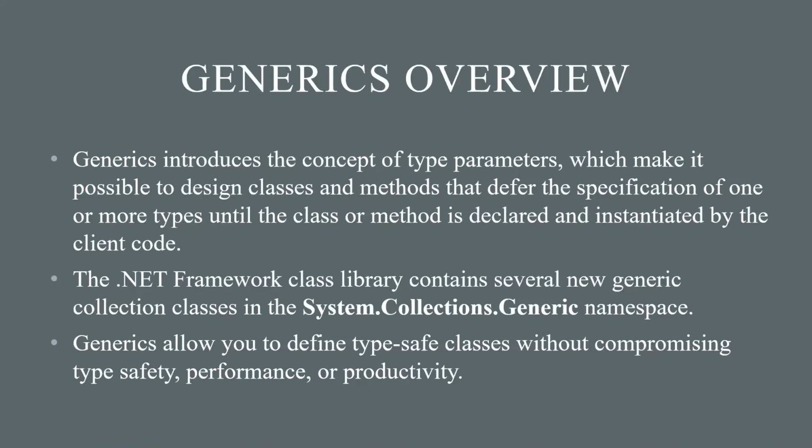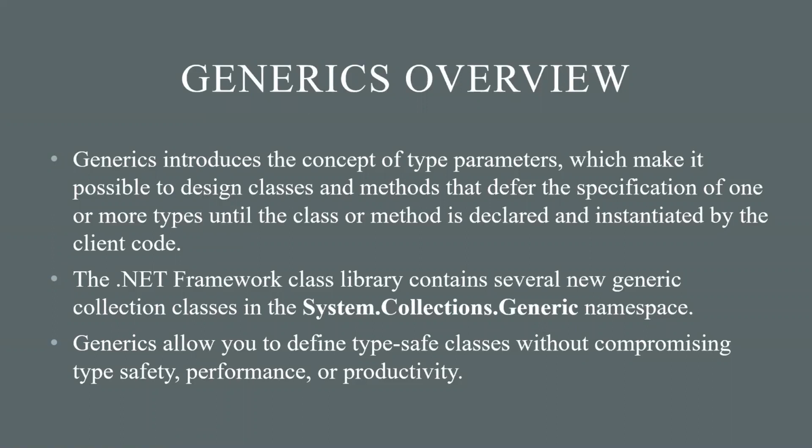So what are generics? Generics are nothing but a concept of type parameters. By type parameters, we mean we are deciding the data type of maybe a class or a structure at runtime, meaning when it is being utilized. So generics make it possible to design classes and methods that defer the specification of one or more types until that particular class or method is declared and instantiated, when we create the object of the class.